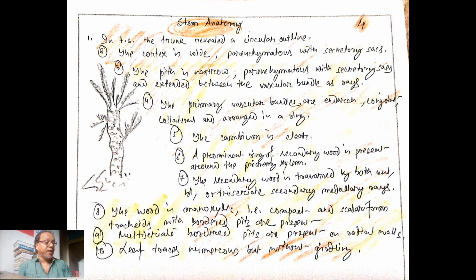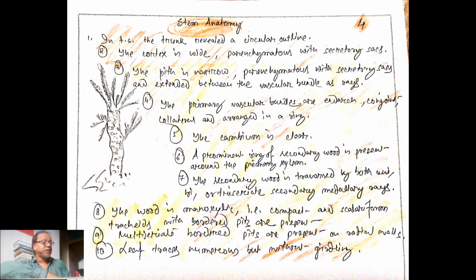The pith is narrow and it is made up of parenchyma cells with secretory sacs and extended between the vascular bundle as rays. That is, pith extends through the vascular bundles. The primary vascular bundles are enlarged, conjoint, collateral and arranged in a ring-like fashion. The cambium is clear. A prominent ring of secondary wood is present around the primary xylem. That is, here primary wood as well as secondary wood is present.